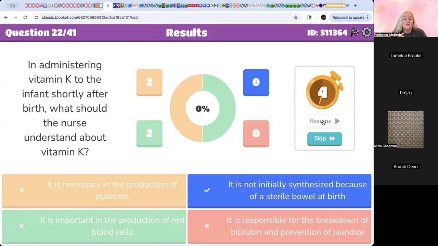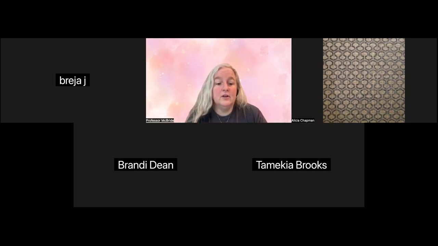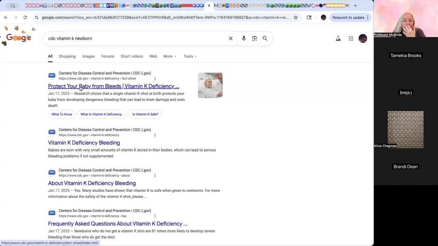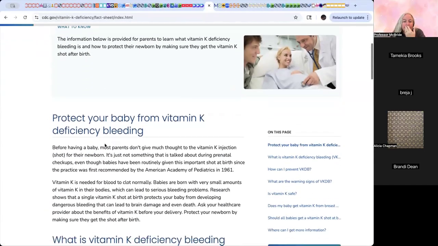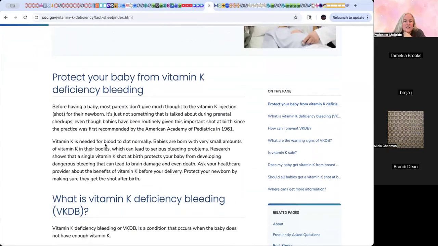All right. So let me see if I have. One sec. I actually think that in your resources you have the information from the CDC about vitamin K. But the idea here is that we want to prevent vitamin K deficiency bleeding.